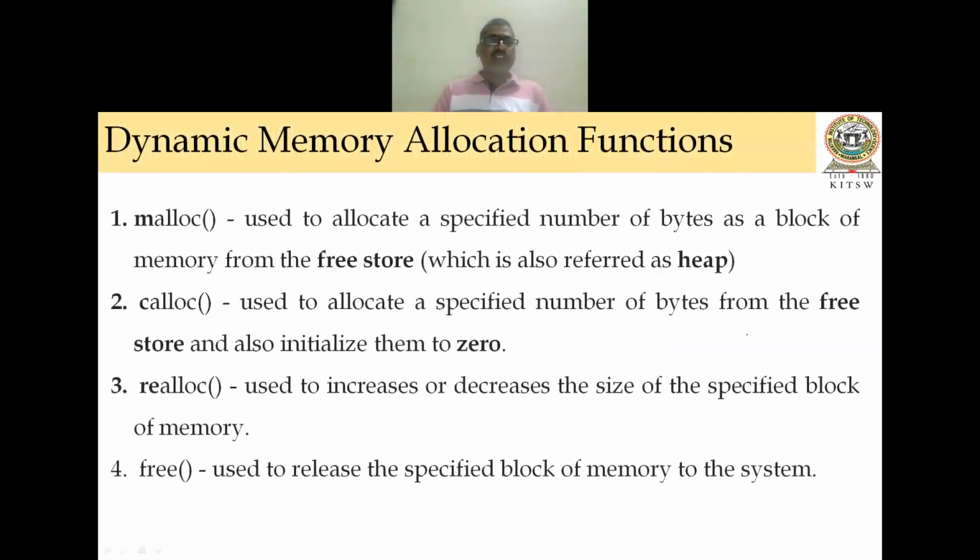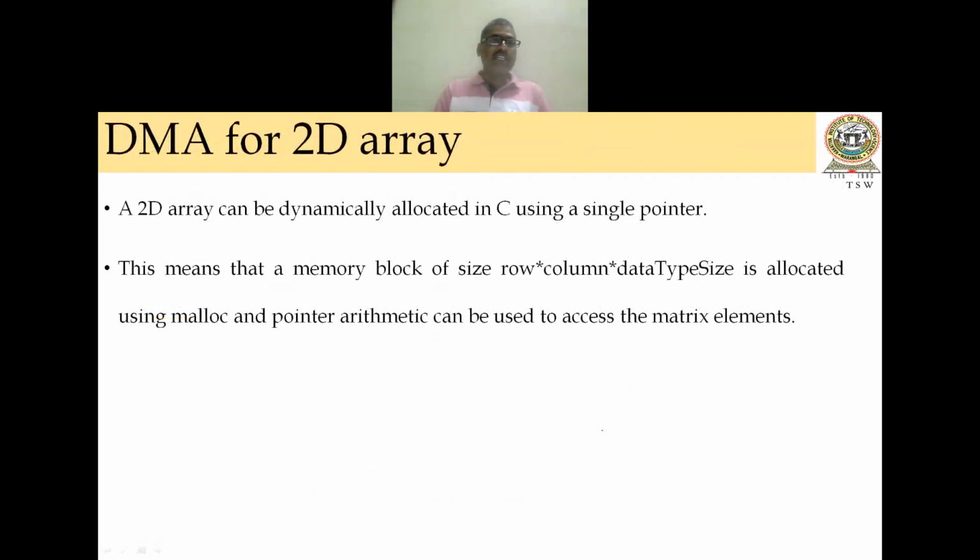The dynamic memory allocation functions we already discussed: malloc, which allocates the specified number of bytes, and calloc, which allocates the specified number of bytes and by default initializes them to 0. Realloc is used for increasing or decreasing the size of the allocated memory, and free is used to release the specified block of memory which we have allocated.